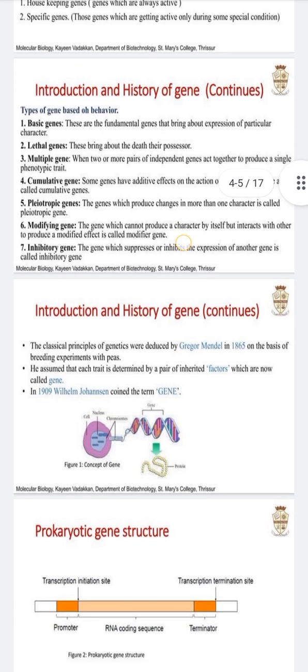And modifying genes: a gene which cannot produce a character by itself but interacts with others to produce a modified effect. So they do not have their own work to do, but they interact with other genes and complete the work. Those genes are known as modifying genes. Inhibitory genes: the genes which suppress or inhibit the expression of other genes are called inhibitory genes.